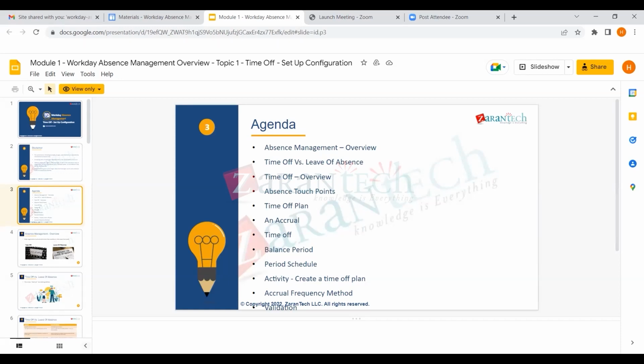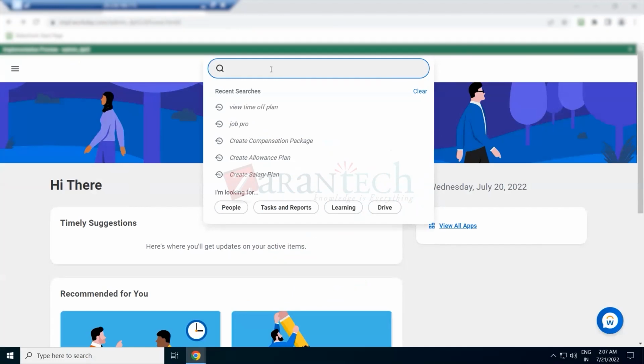Since we are talking about absence management, it is one of the core modules used in many sections of Workday, and I'll tell you which modules it connects to. The first thing: it is very important with respect to finance. Why? Because finance keeps updating their books in terms of employee liability, like employee leave balances.